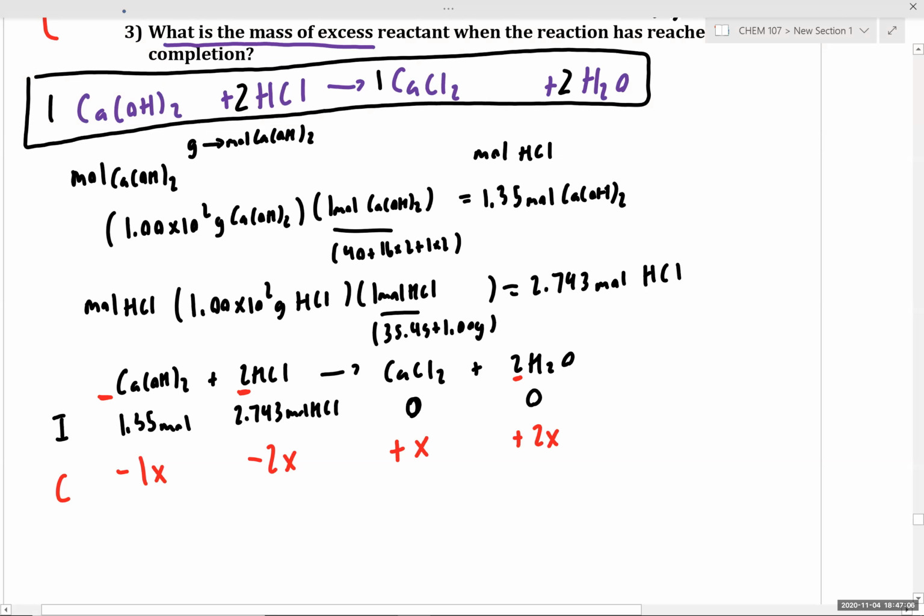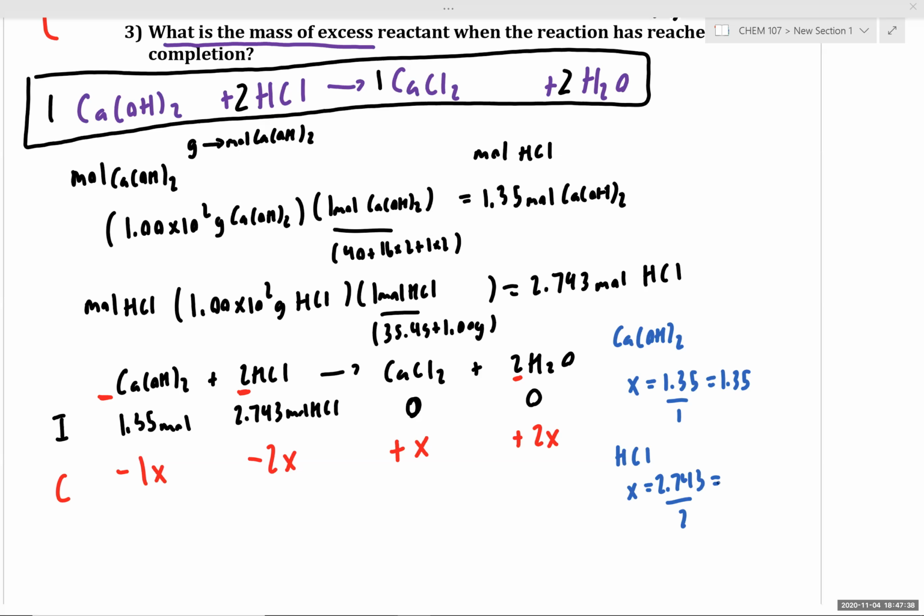Okay. So now we know that we can calculate X. We can calculate our reaction progress for each of our two reactants. So let's showcase how we calculate X. To calculate X, you take the moles of your reactant over your reaction coefficient. So for calcium hydroxide, we get a value of X of 1.35. Comparatively, for hydrochloric acid, we get 2.743 divided by 2. This is where you need to be really careful with your calculations and enter everything with precision into your calculator. So 2.743 over 2 gives us 1.3715 for our value of X for hydrochloric acid.